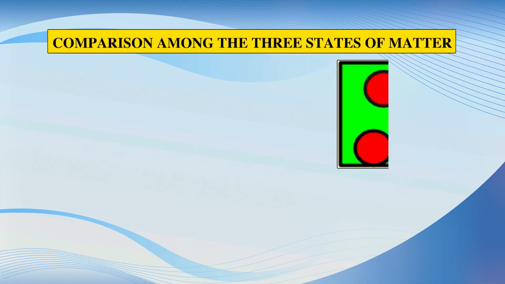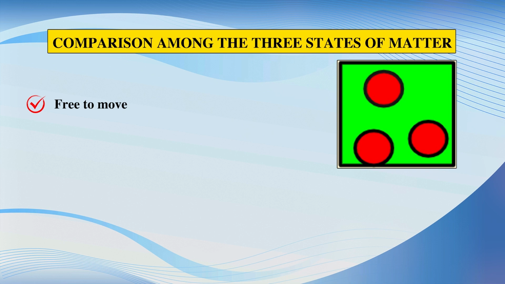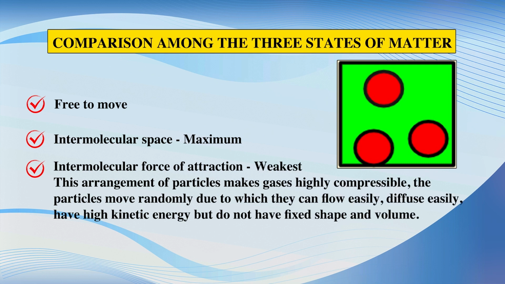You can see particles of gases are free to move. Space between the particles is maximum, due to which they have the weakest force of attraction between them. This arrangement of particles makes gases highly compressible. The particles move randomly, due to which they can flow easily, diffuse easily, and have high kinetic energy, but do not have fixed shape and volume.